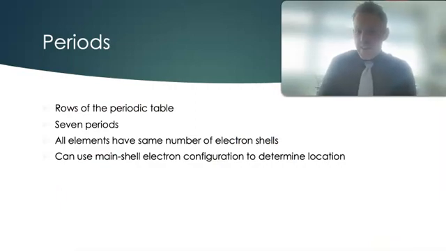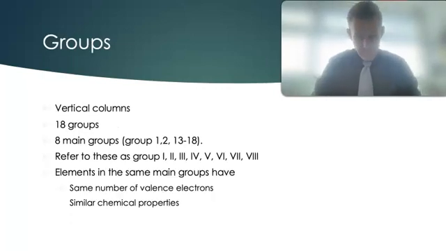All elements in the same period have the same number of electron shells. So everything in period 4 will have 4 electron shells, period 5 will have 5 electron shells. And what that will look like is if you did your subshell configuration, 4s, 5s would be your outer one. So that's how it sort of works. We normally use main shell electron configuration to determine the location though. And that's the Bohr one.